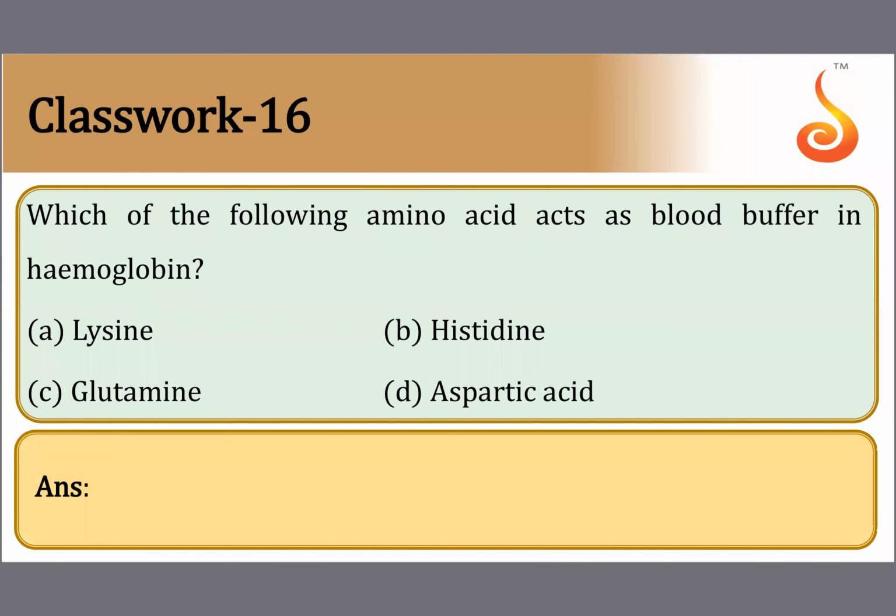Which of the following amino acids acts as a blood buffer in hemoglobin? What do you mean by buffer? Buffer is something that can resist changes in pH. The amino acid that acts as a blood buffer is histidine. What is this blood buffer? Why should hemoglobin act as a blood buffer?